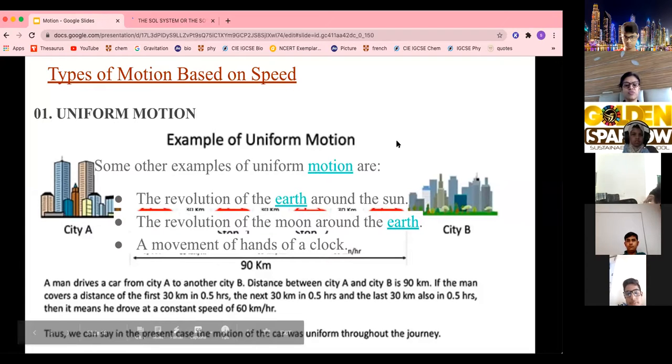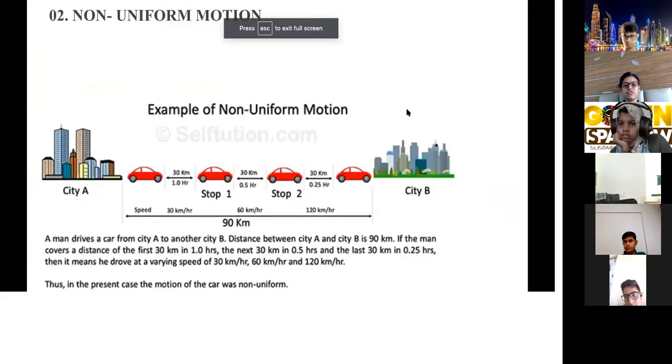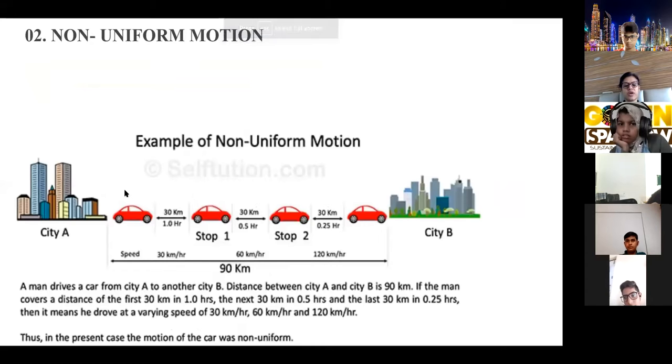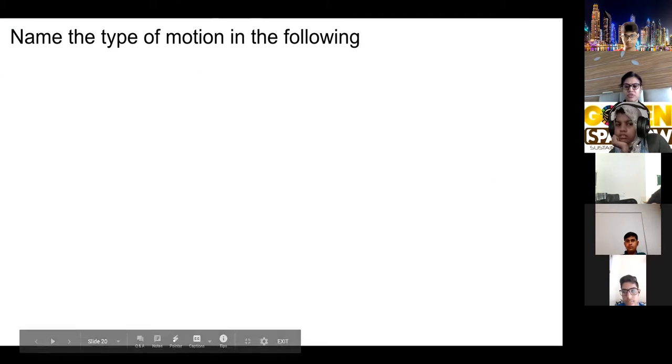Examples of uniform motion are the revolution of the earth round the sun, the revolution of the moon, and the movement of the hands of a clock. These are the examples you can write. For non-uniform motion, I already told you it covers unequal distance in equal intervals of time. So that is non-uniform.